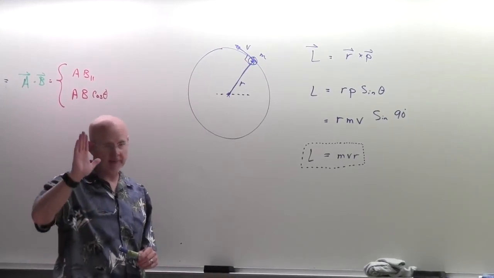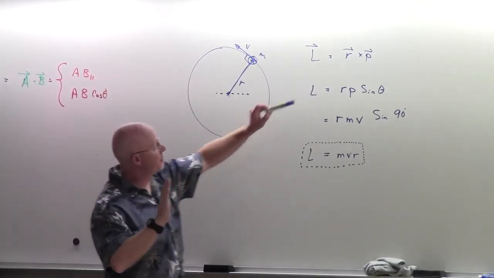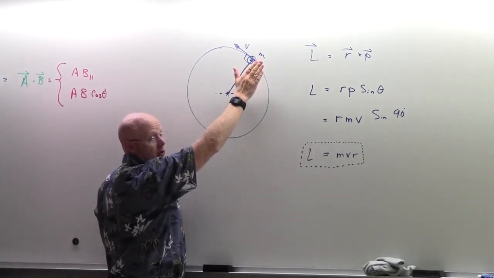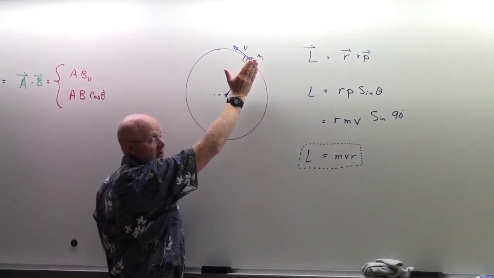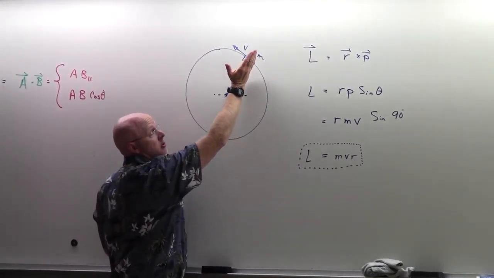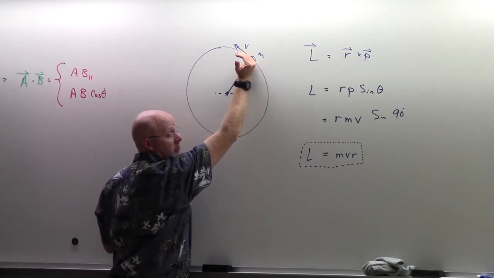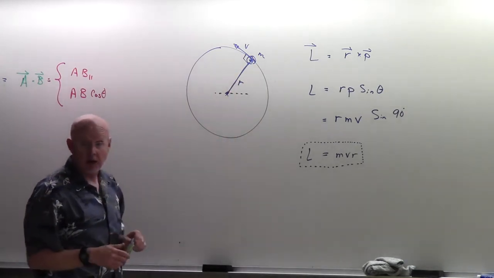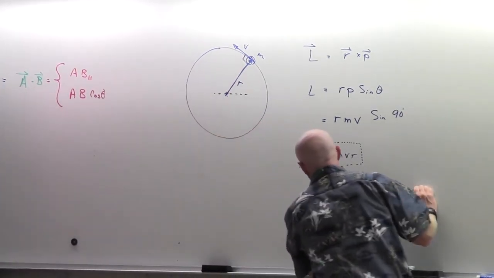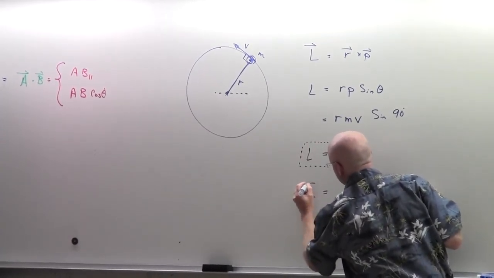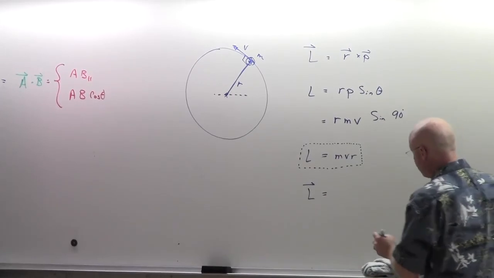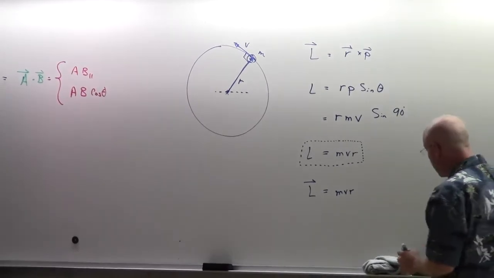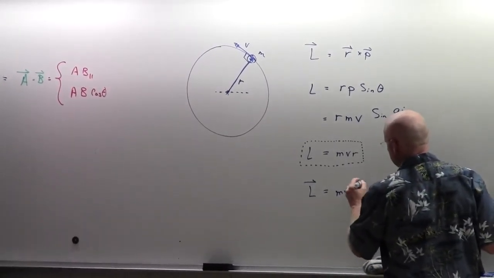Well, here's where I'm going to take my right hand, and I am going to put my fingers in the direction of r. There it is. I'm going to adjust my hand, always leaving my fingers in the direction of r, so that I can close it towards p. And so what direction is my thumb pointing? Positive. So if I were to write this as a vector, it would have a magnitude of mvr. It would have a direction in the z-axis.